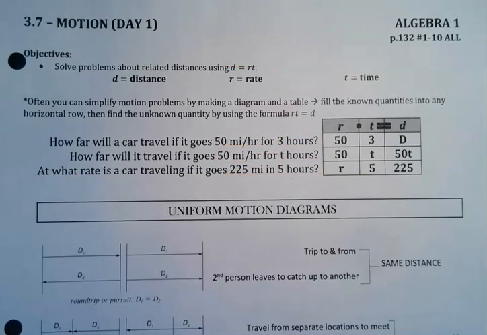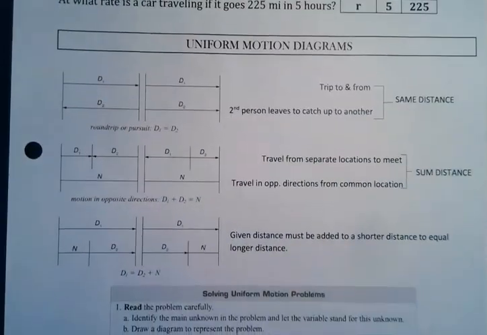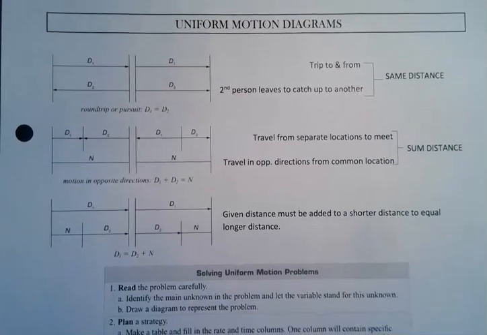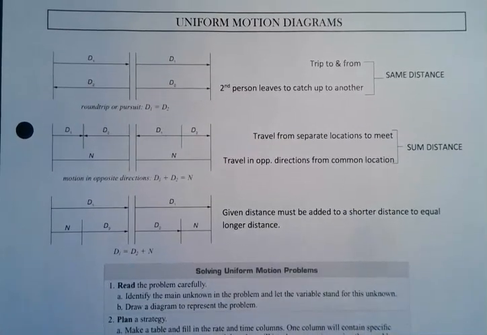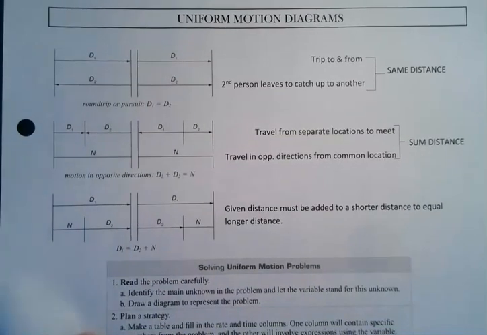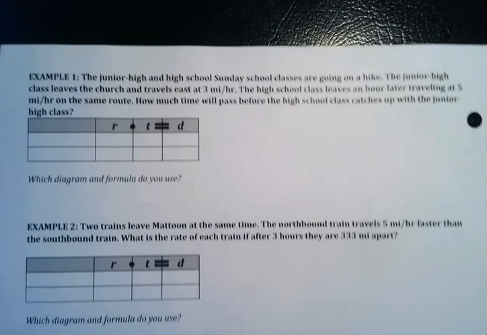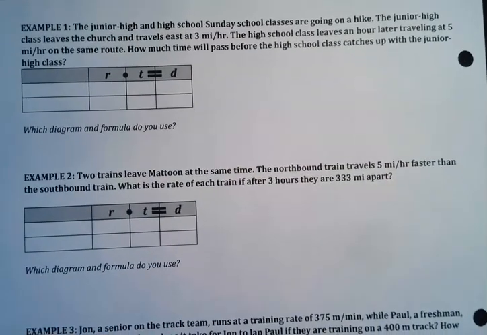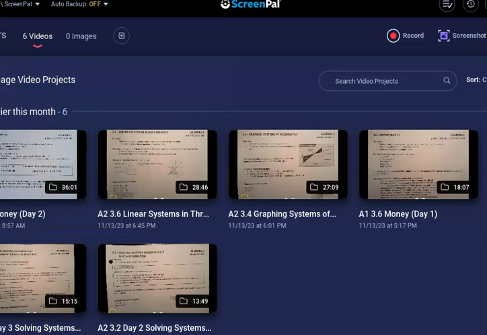All right, so now we're going to talk about these uniform motion diagrams. When we're talking about uniform motion, actually, let's look at a couple of the problems on the back to get an idea of what we're talking about. Example 1 says the junior high and the high school Sunday school. You'll have to pardon this screen. We're having technical difficulties. Let's see if we can get back there.